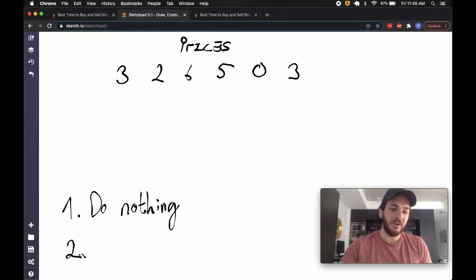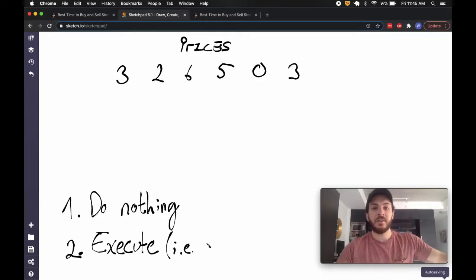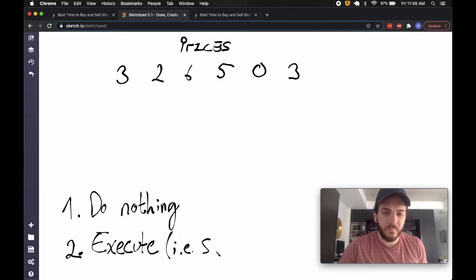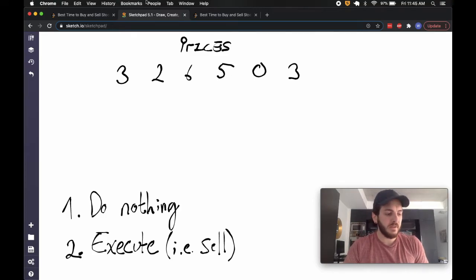The second scenario is where we're going to execute a transaction. So in this case, we're going to decide to execute a transaction. And I'll put in brackets here, namely that this means I have a stock that I purchased at some point a priori, beforehand. And so we're going to sell and we're going to make some potential amount of profit on this, all right? So these are really the only two actions that I can take.